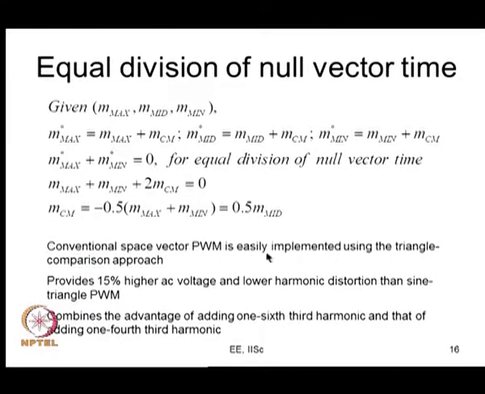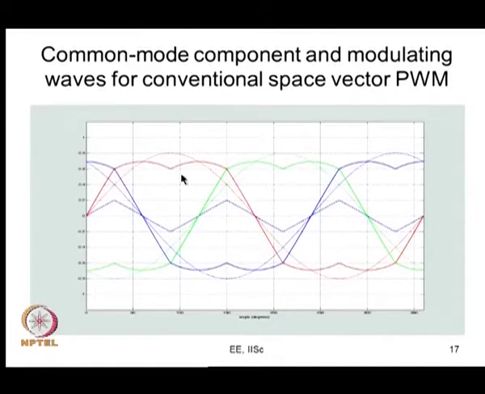Whereas here this is a simple comparison which can be implemented in many timer based implementations, like in DSP and all that, where it is easy to implement. So, you use this triangle comparison approach, and you see that by this addition you get 15% higher voltage also than sine triangle PWM, etc. This is something we had seen before. Now, that is what we are going to use.